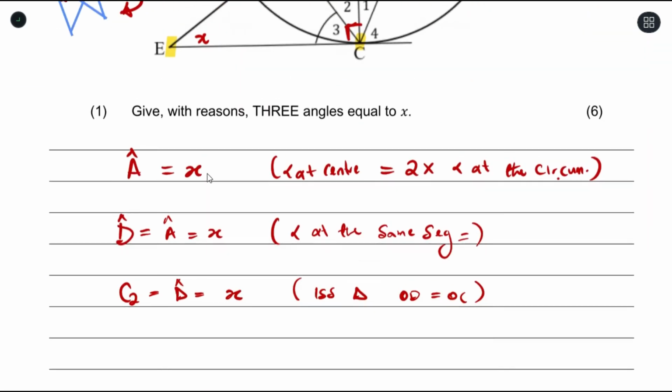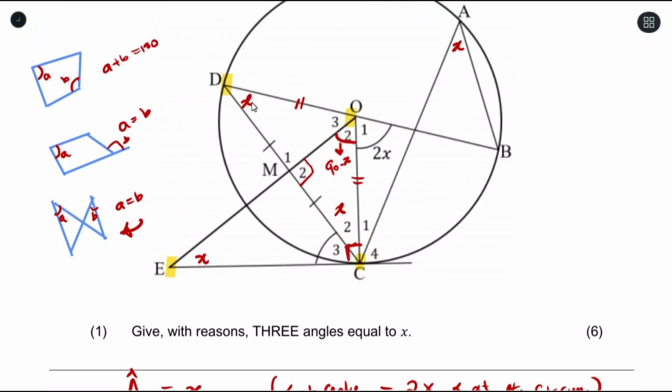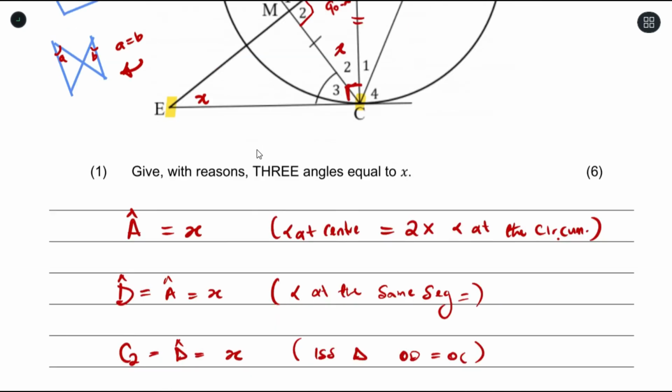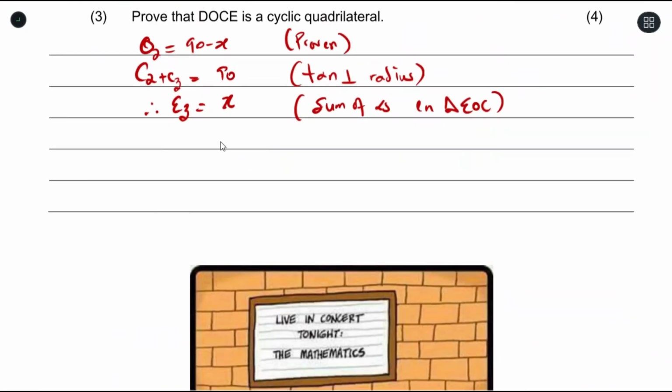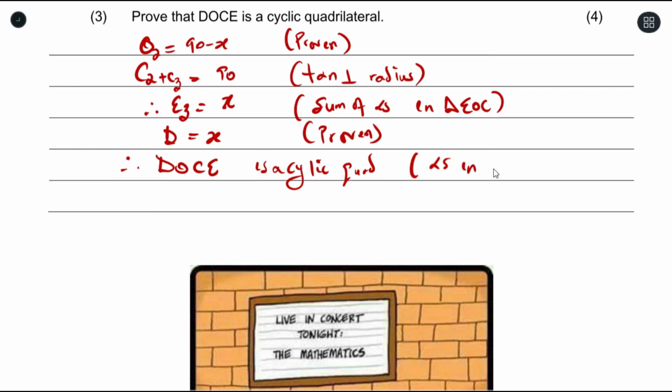Now, since we have E3 as X and D is already X, we can say that this is a cyclic quad. Okay, so I haven't said it before, but I can also say D was X. We kind of proved it in the previous question. So we can now finally end and say that DOCE is a cyclic quad, and the reason is because angles in the same segment are equal.